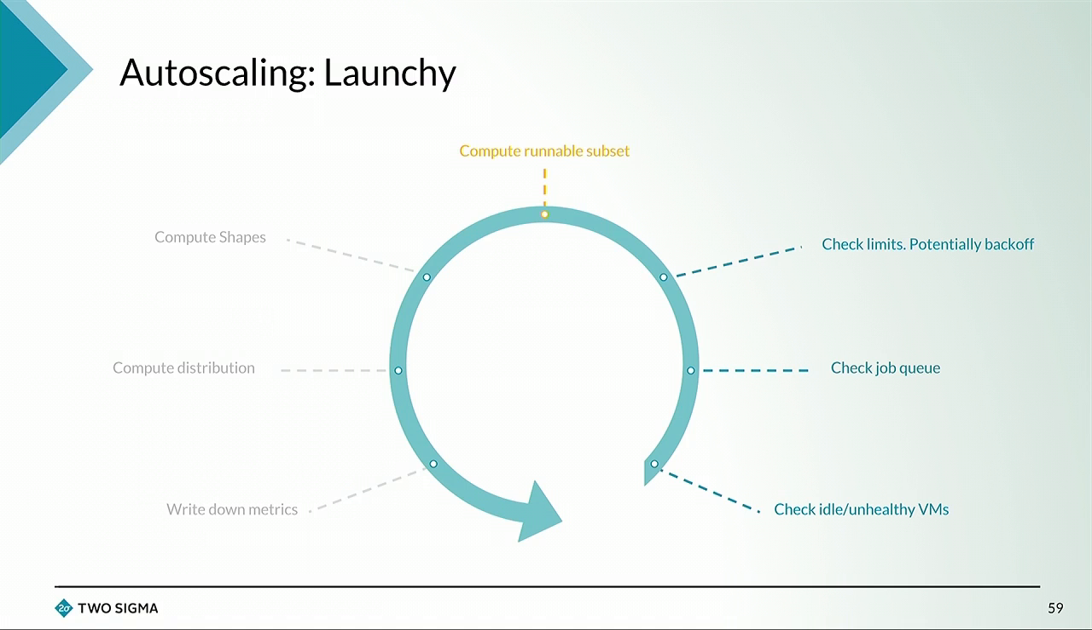If all the checks and balances are good, then we compute what we call a runnable subset of jobs. That essentially is, look at the job queue. Let's say I'm a user and I have a quota of 1,000 jobs, and I already have 500 jobs running. If I put 2,000 more jobs on the queue, obviously only 500 are going to get scheduled, so we don't want to create resources for 2,000 jobs. We only want to create resources for 500 jobs. So that's what the runnable subset means.